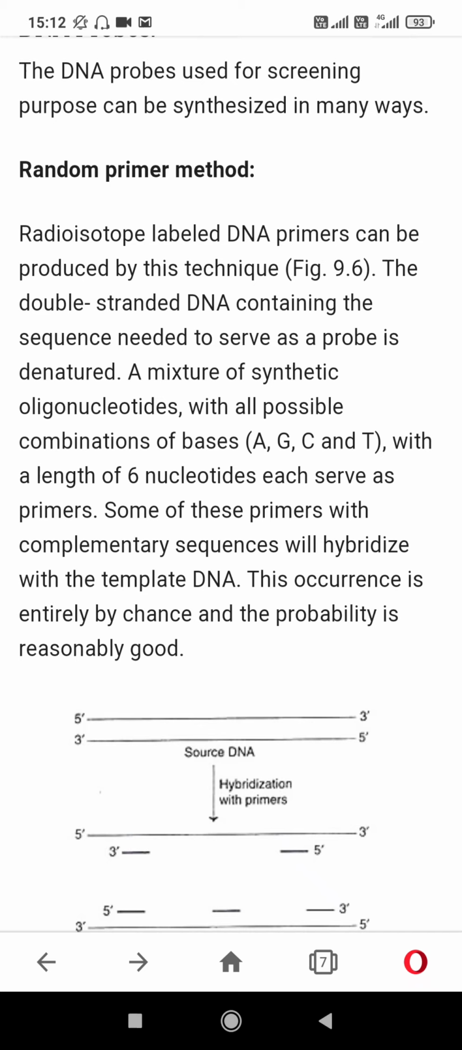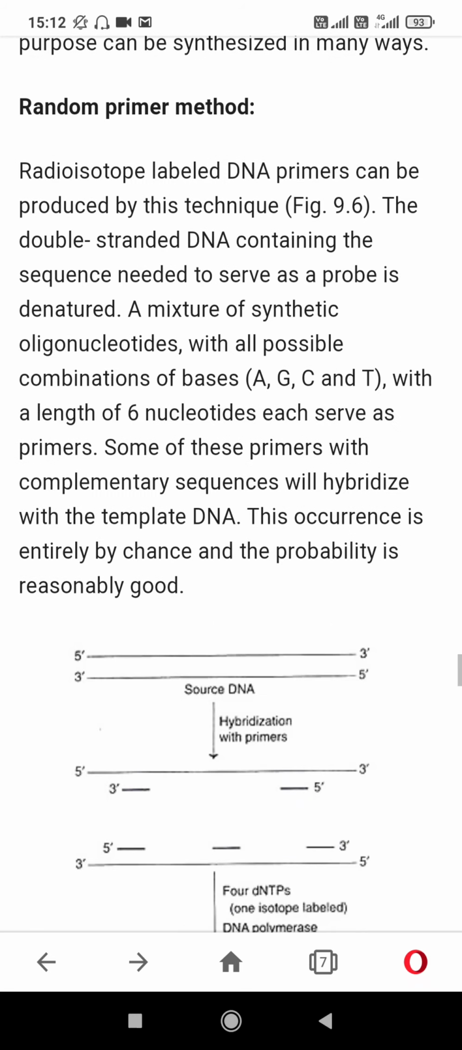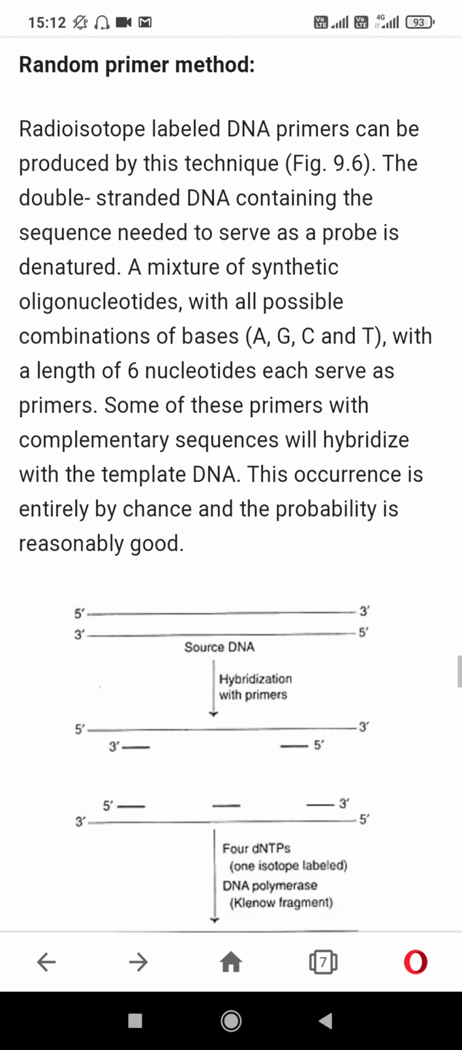The double stranded DNA containing the sequence needed to serve as a probe is denatured. Again I repeat, the double stranded DNA containing the sequence needed to serve as a probe is denatured first. A mixture of synthetic oligonucleotides with all possible combinations of bases is given, with a length of 6 nucleotides, each serving as a primer. So at least 6 nucleotides should be elongated, and out of these 4 possible bases, one base has been tagged with a radioisotope.